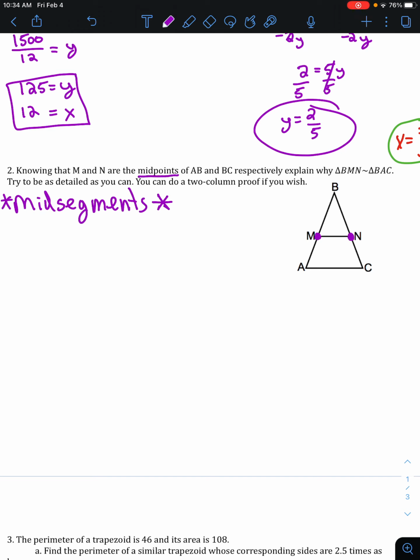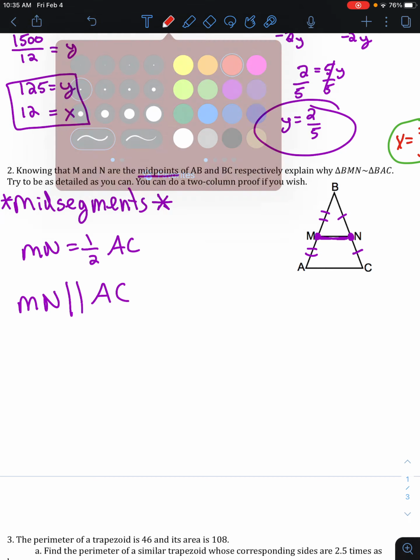We are given that it is the midpoints, so we can say BN is congruent to NC, BM to MA. And MN would be a mid-segment, meaning that MN is 1/2 of the length of AC. The other thing we know about mid-segments is that they are parallel to their respective base. So MN is parallel to AC.